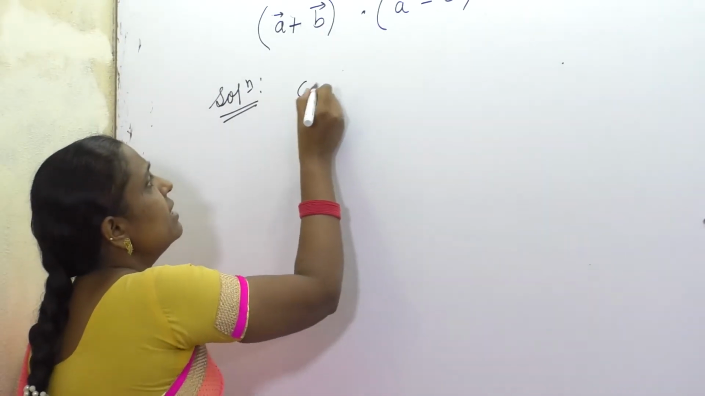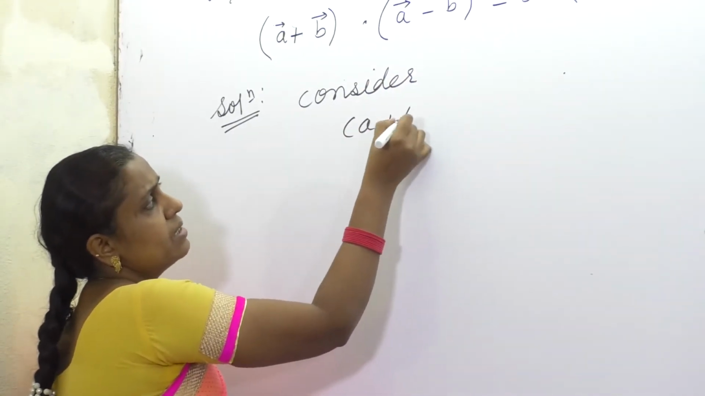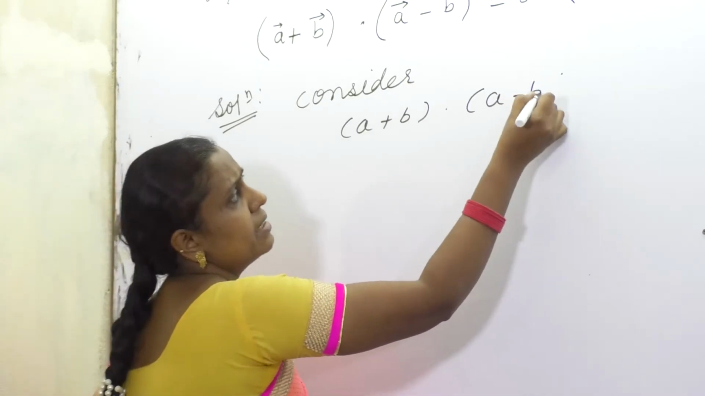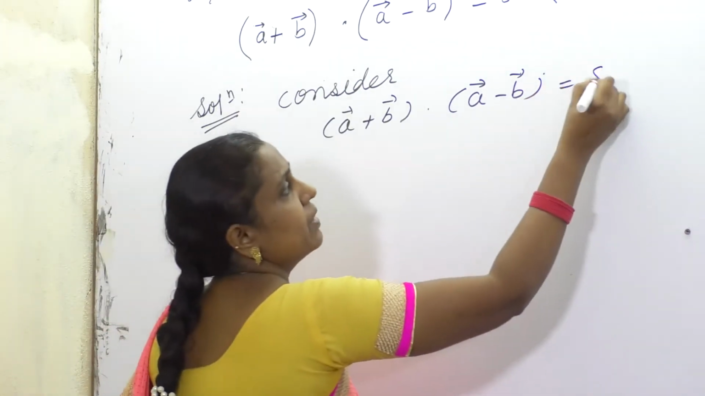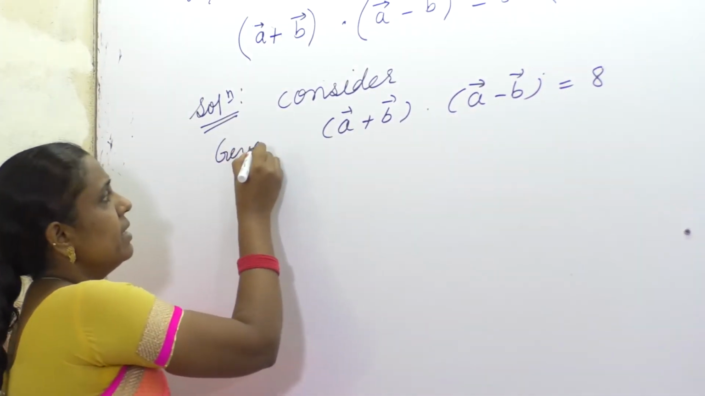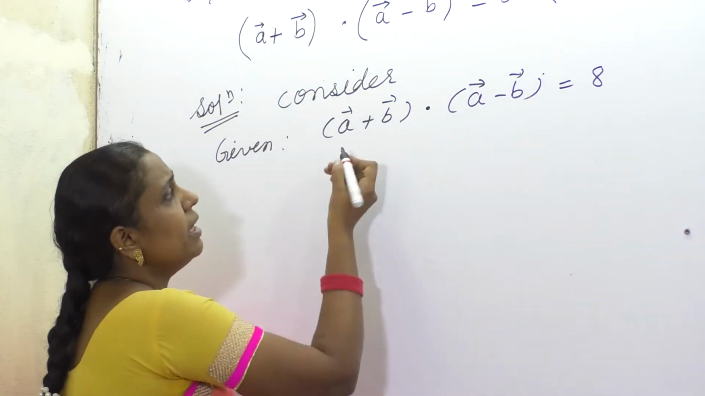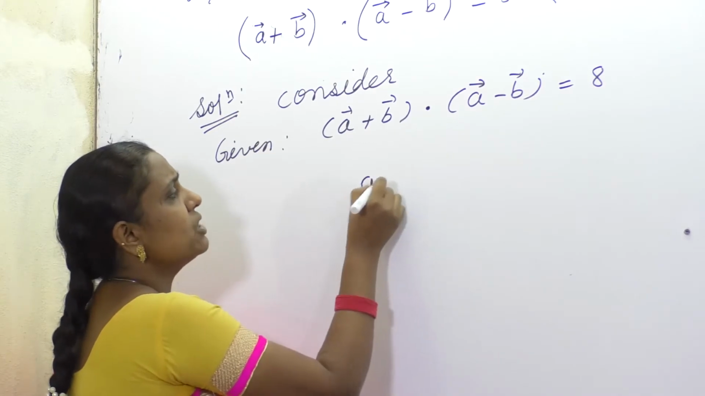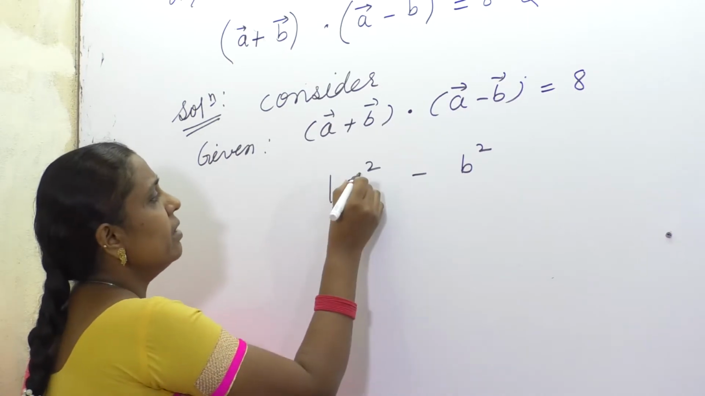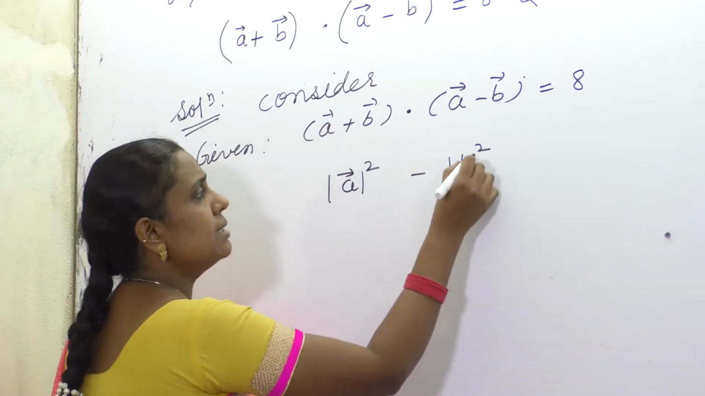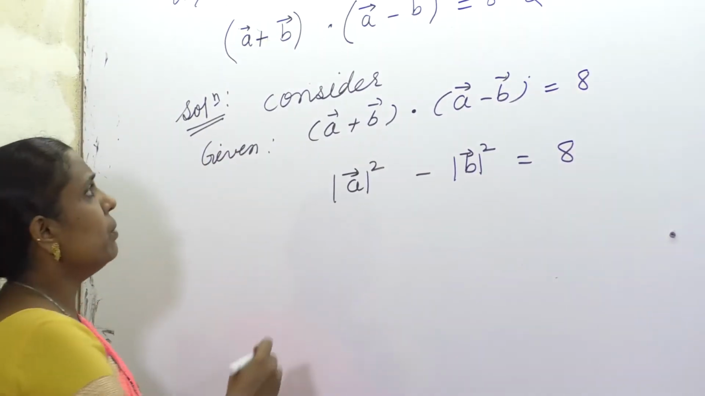So what do we do? We will consider the given statement: (A plus B) dot (A minus B) is equal to 8. This is given. If it is a dot product, as you know, (A plus B) dot (A minus B) is A square minus B square. We write the same way, but you have to put it in modulus expression because it's a magnitude. Am I right?